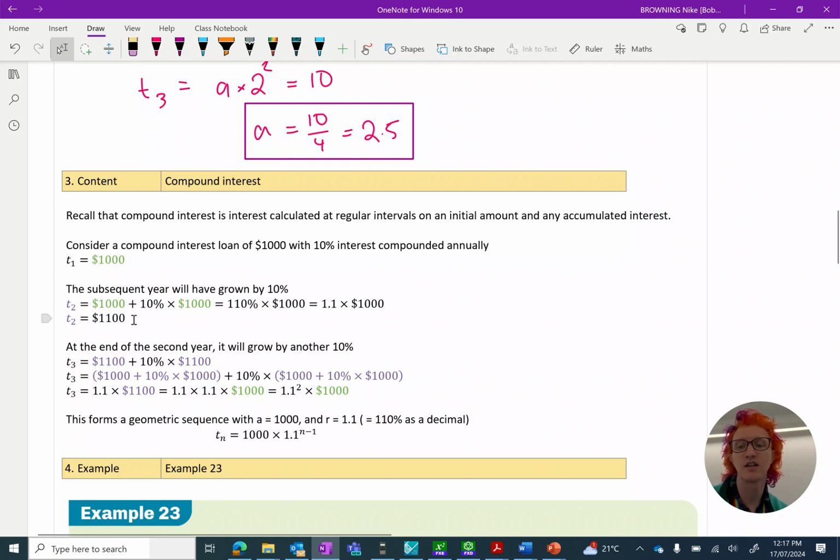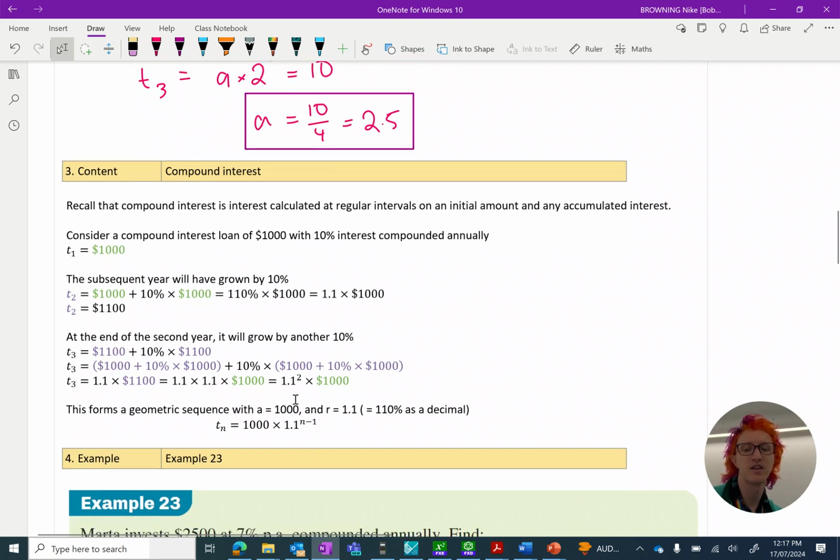At the end of the next year, it will grow by another 10%, but that 10% will apply to both parts. So 1,100 plus 10% of 1,100, or 1,000 plus 10% of 1,000 plus 10% of that entire amount. And that's 1.1 times the 1,100, or 1.1 times 1.1 times the original 1,000, 1.1 squared times 1,000, therefore showing you that it's going up 1.1 times each time. It's a geometric sequence where r is 1.1 and a is 1,000.